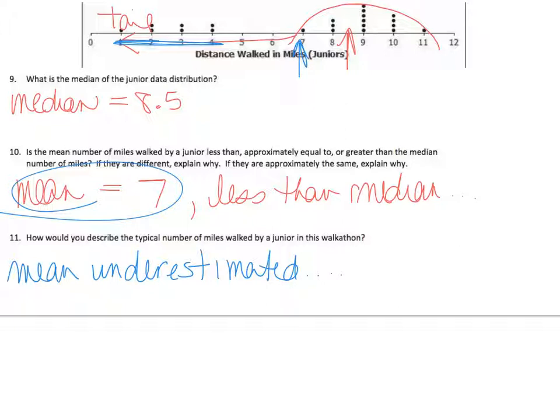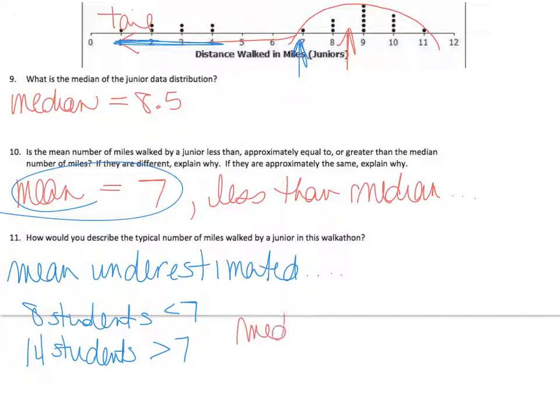It's not the best value, right? So it underestimates. Only 8 students walked less than the mean. So 8 students were less than 7. And let's see, how many does that leave? 14 students walked more. Okay, that's a lot. So I would say that the median, and you should say that the median, is a better description.